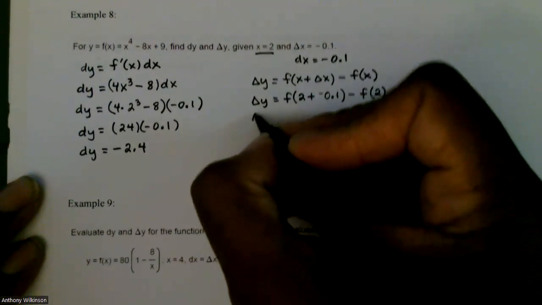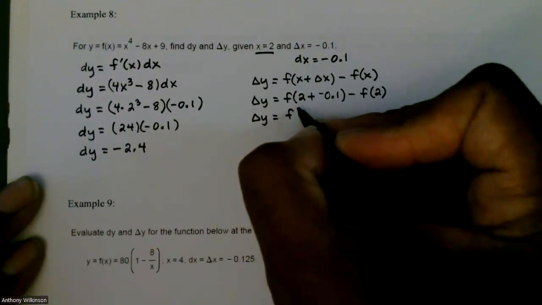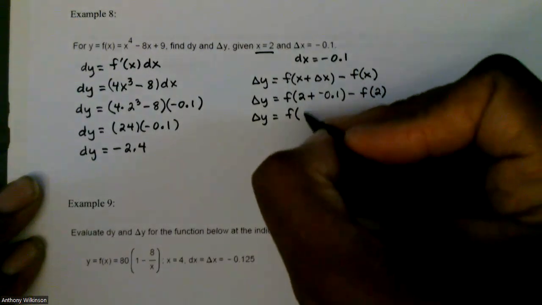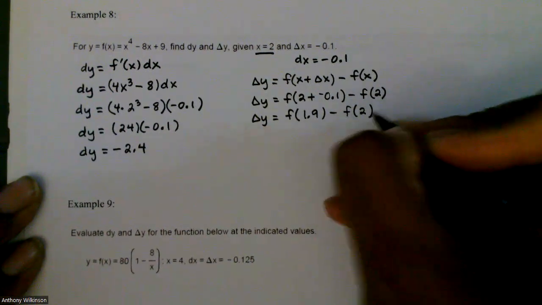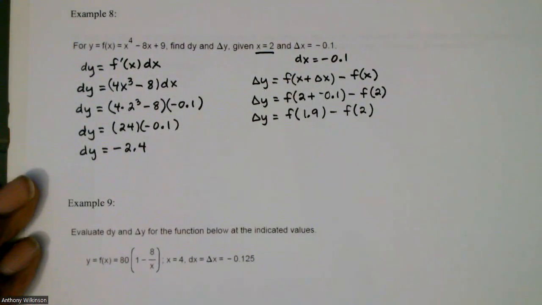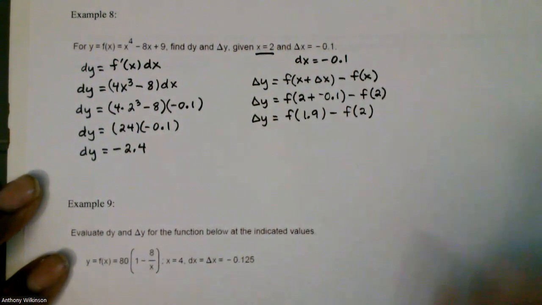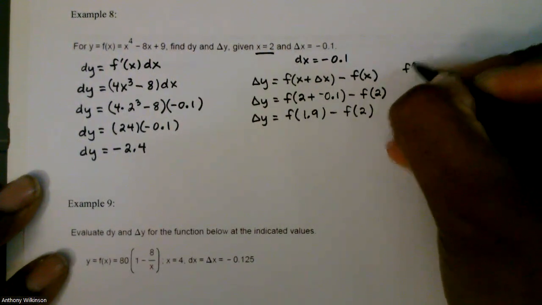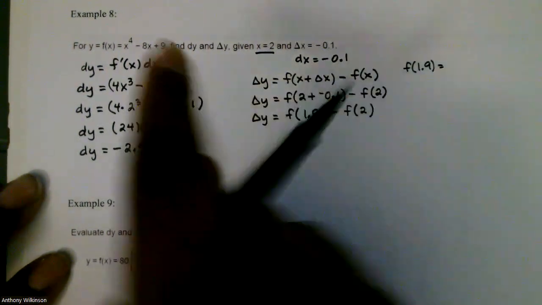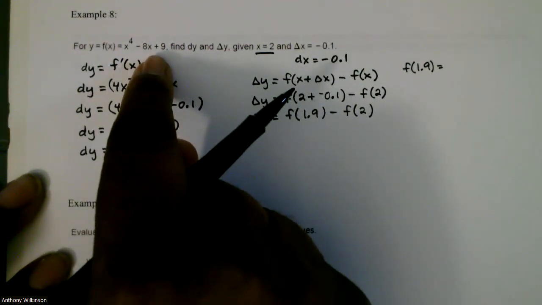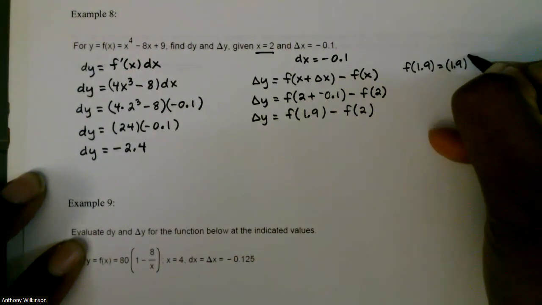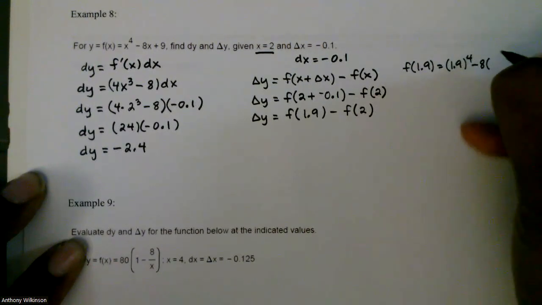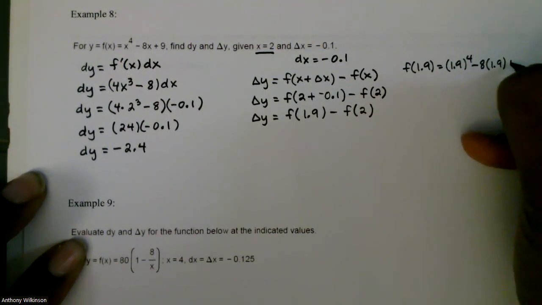Now let's simplify this a bit. Delta y is equal to f of 2 plus a negative 0.1, which would be 1.9, minus f of 2. Now off to the side, we need to evaluate what f of 1.9 is and what f of 2 is. For f of 1.9, we're going to use this function f of x and just substitute each x with 1.9. So this will be 1.9 raised to the fourth minus 8 times 1.9 plus 9.